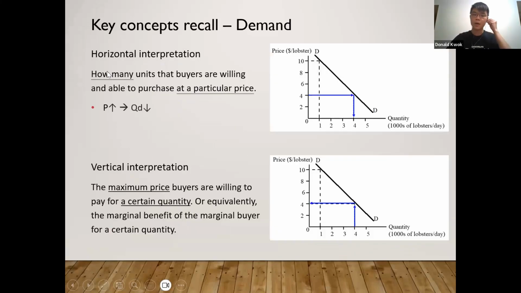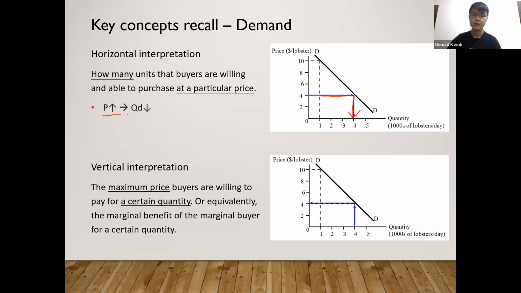Let's start with the horizontal interpretation and vertical interpretation of the demand curve first. When we are talking about the horizontal interpretation of demand, it is something like this. You're given a particular price and you wish to find the corresponding quantity. So what you're trying to do here is to find the corresponding quantity demanded at this particular price. You are figuring out the number of units that buyers are willing and able to buy at this particular price.